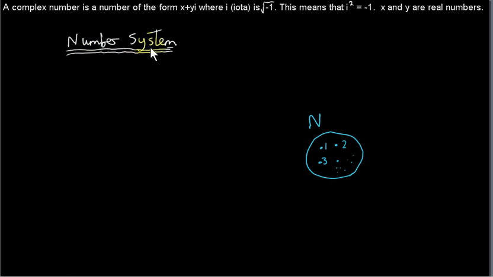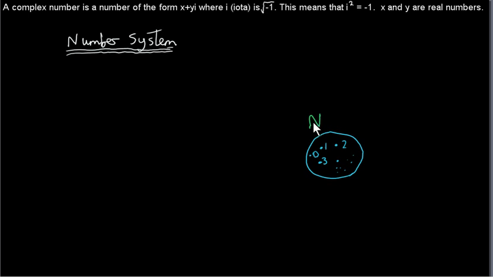Now I want to mention the number system and how complex numbers are a part of the number system. The most basic type of number are the counting numbers. They're denoted by the letter N, N for natural numbers. So those are all the positive integers: 1, 2, 3, 4, 5, 6, 7, etc. Sometimes 0 is included in this set, and sometimes it's not. I'm going to include 0 in it.